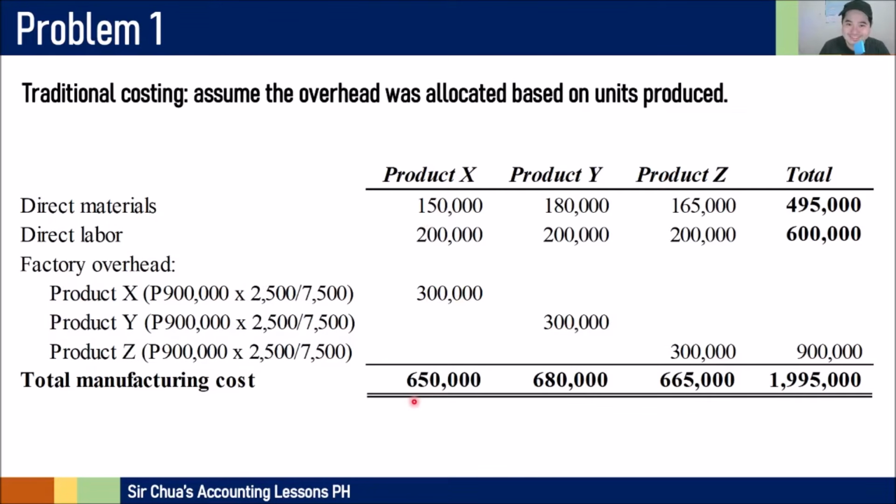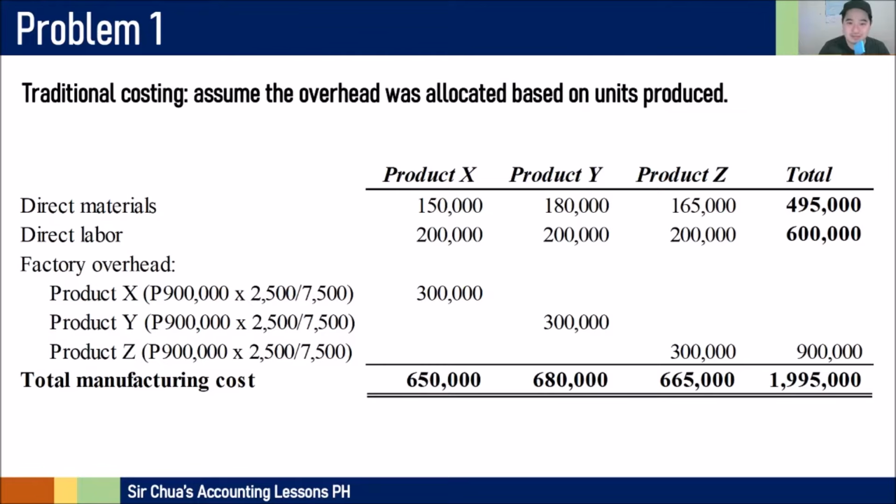Get the magkakapatid. Sa cost accounting, lagi nyo naririnig sa akin yan. Get the magkakapatid, materials, labor, and overhead. Your total manufacturing cost for X is 650,000. For Y is 680,000. And for Z is 665,000. Ganyan po ang traditional costing. You are just allocating your overhead uniformly like a peanut butter using a predetermined overhead rate.